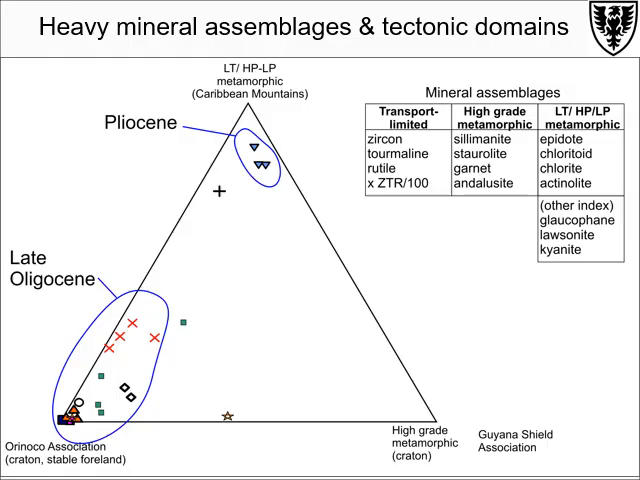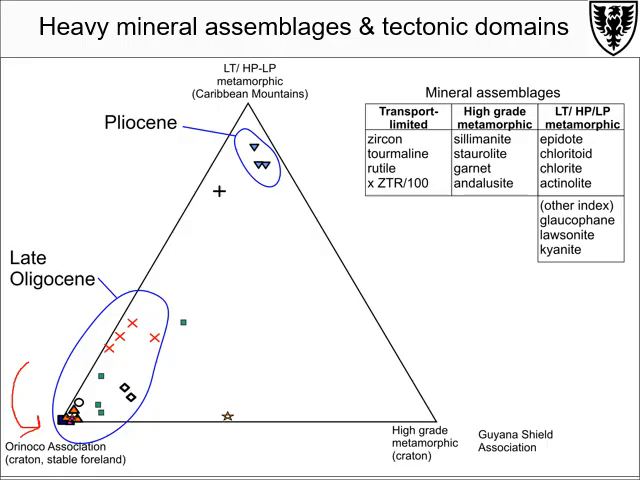If we transpose those assemblages onto the common ternary plot, we can begin to see the relationships in the sandstones. So on the ternary plot, we represent one to the far left what we call the Orinoco Association, which is characterized by very stable craton, very high levels of chemical weathering, very mature mineral assemblages.